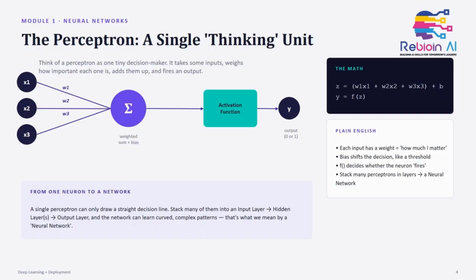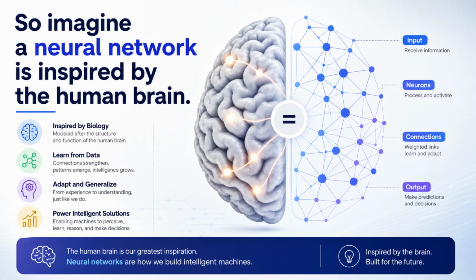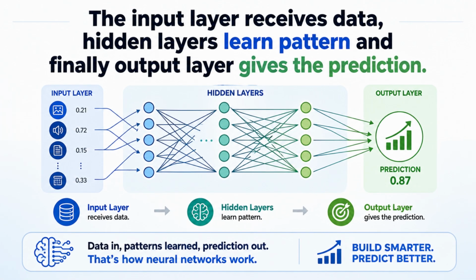So what exactly is a neural network? Imagine a neural network is inspired by the human brain. Our brain contains billions of neurons, right? Similarly, a neural network contains artificial neurons. If you give input, it goes through neurons, and finally from these neurons you'll get an output. Many neurons together form a network. So it occurs in 3 steps: firstly the input layer, then the hidden layer, and finally the output layer. The input layer receives data, hidden layers learn patterns, and finally the output layer gives the prediction.